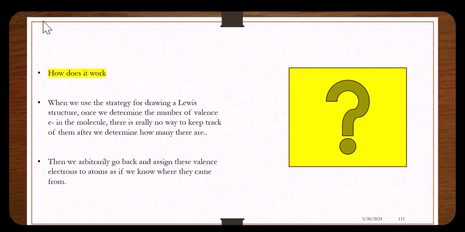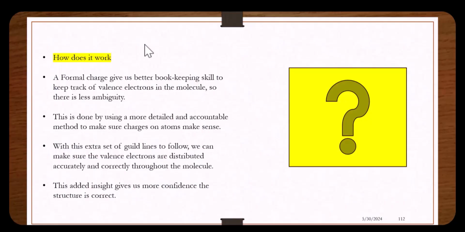When we use a strategy to draw Lewis structures, once we determine the number of valence electrons in the molecule, there is really no way to keep track of them after we determine how many there are. Then we arbitrarily go back and assign these valence electrons to atoms as if we know where they came from. A formal charge gives us better bookkeeping skills to keep track of the valence electrons in the molecule, so there is less ambiguity. This is done by using a more detailed and accountable method to make sure charges in the atom make sense. With this extra set of guidelines to follow, we can make sure the valence electrons are distributed accurately and correctly throughout the molecule. This added insight gives us more confidence the structure is correct.